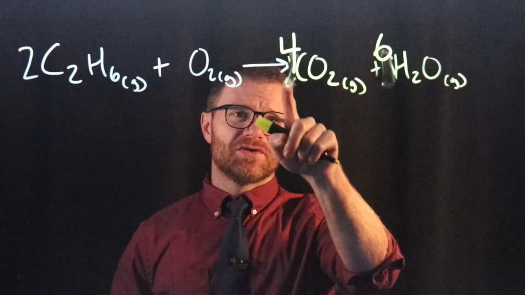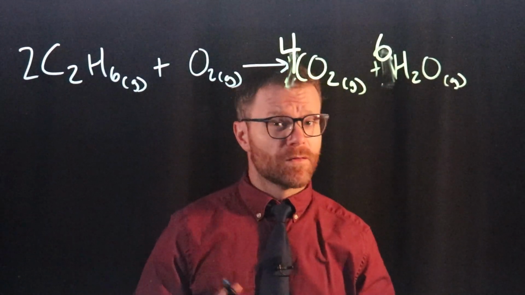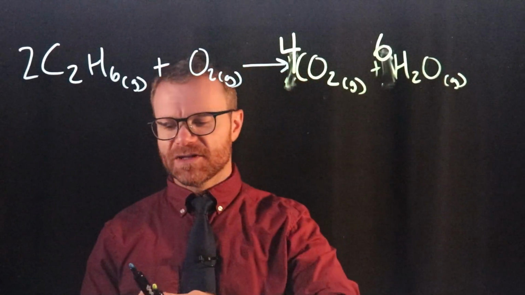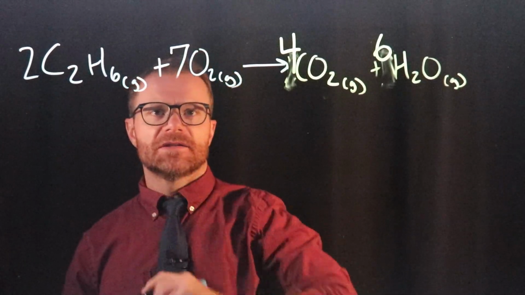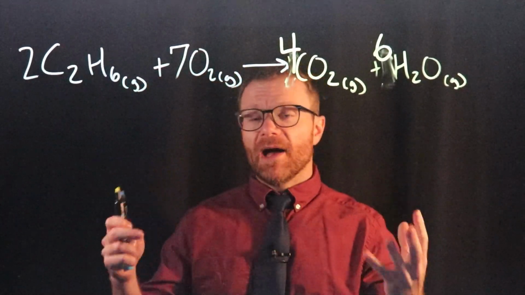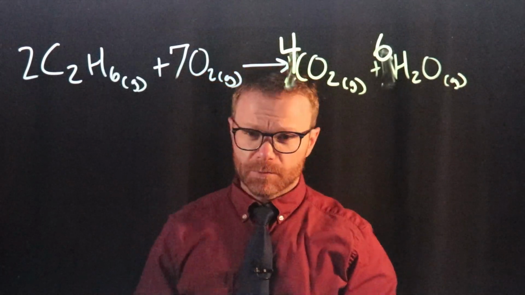Now let's count up our oxygens. 4 times 2 is 8. 6 times 1 is 6. 8 plus 6 is 14. 14 is divisible by 2. How many groups of 2 give us 14? 7. And now we have a balanced combustion equation for this reaction.